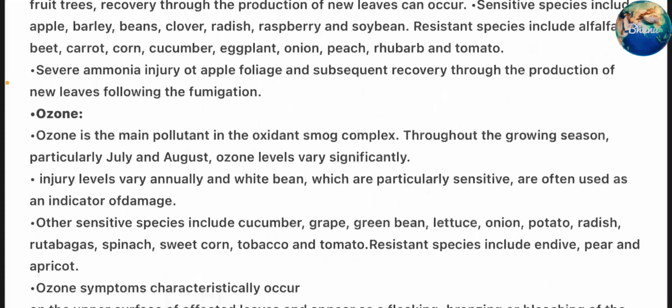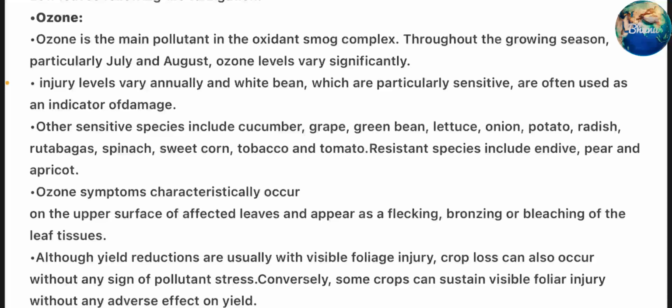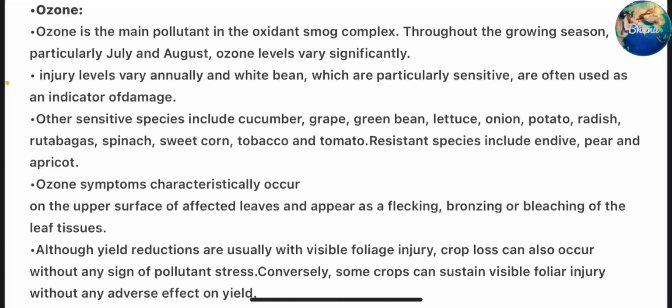Next, ozone. Ozone is the main pollutant in the oxidant smog complex throughout the growing season, particularly July and August. Ozone levels vary significantly. Injury levels vary annually, and white bean, which are particularly sensitive, are often used as an indicator of damage. Other sensitive species include cucumber, grape, green bean, lettuce, onion, potato, radish, rutabagas, spinach, sweet corn, tobacco, and tomato. Resistant species include endive, pear, and apricot.